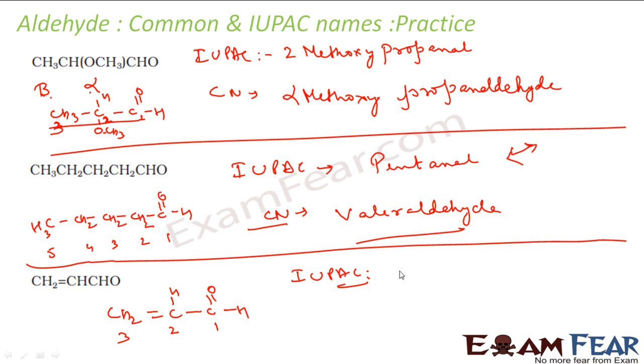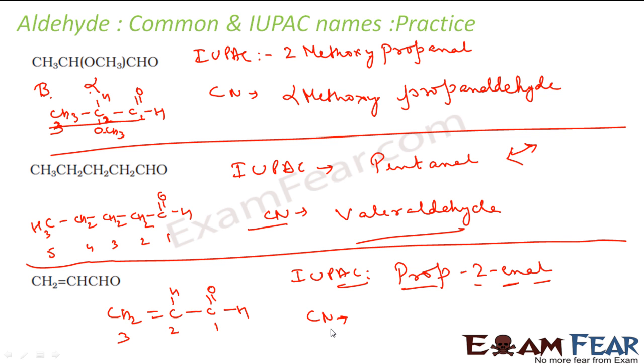So it is prop. At 2 I have ene. Prop-2-enal. That is the IUPAC name. Prop is 3 carbon. At 2 I have ene, so prop-2-en, and you have to add al, aldehyde, for the CHO group, right? Prop is 1, 2 is 1, ene is 1, al is 1. Prop-2-enal.